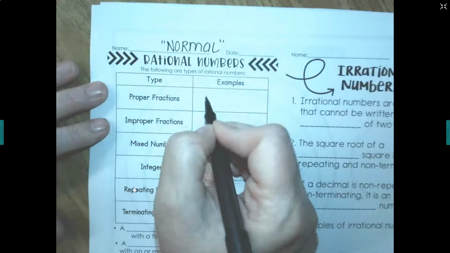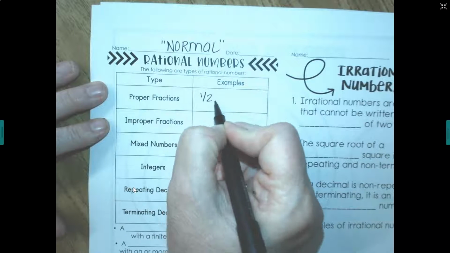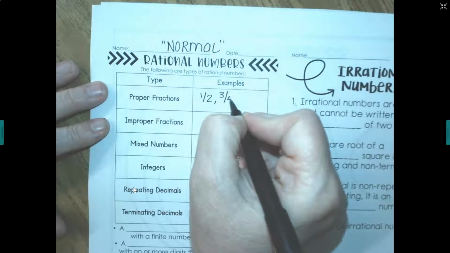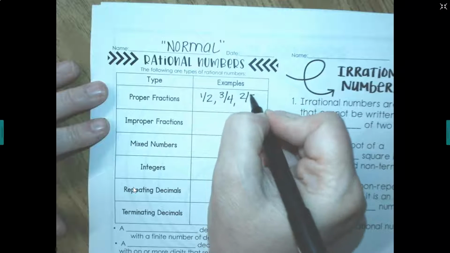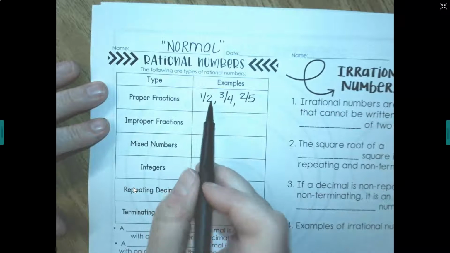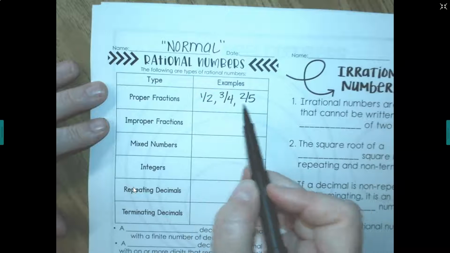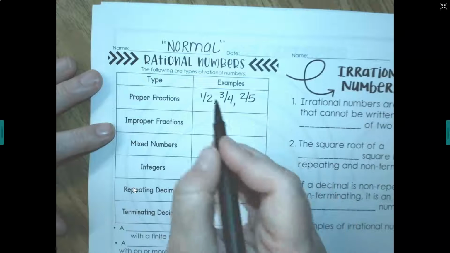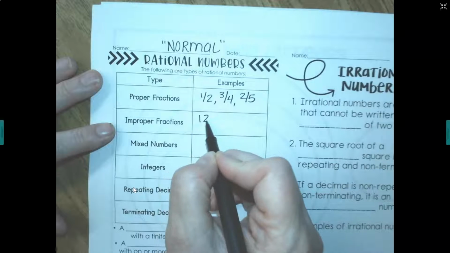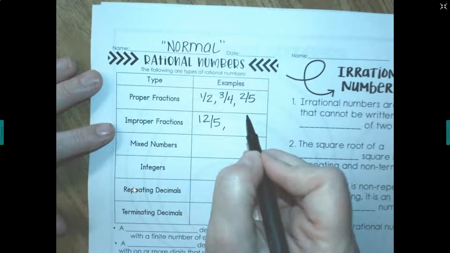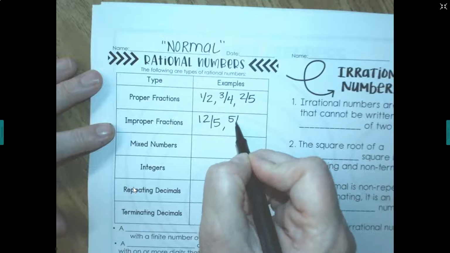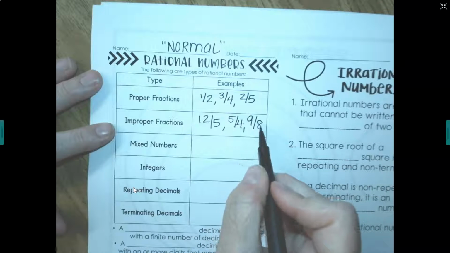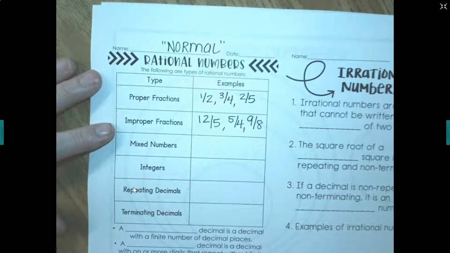So proper fractions. A proper fraction is where the numerator is smaller than the denominator, like 1/2, 3/4, 2/5. All of these, the top is smaller than the bottom, which makes them a proper fraction. An improper fraction is when the numerator is greater than the denominator. So like 12/5, 5/4, 9/8. The top number is bigger than the bottom number.